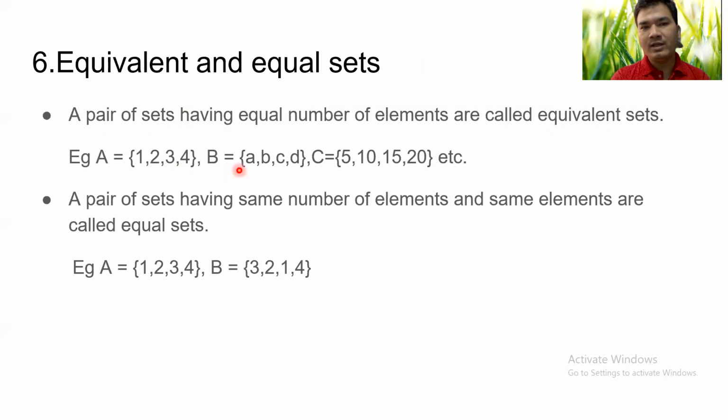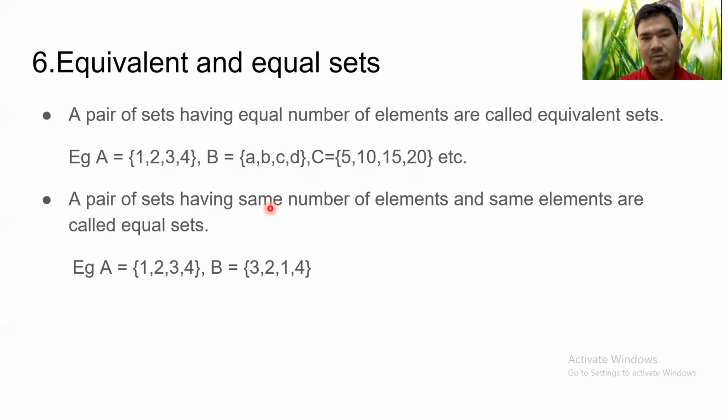In set B, inside the curly brackets there are 4 elements: a, b, c, d. And set C: 5, 10, 15, 20. Here also 4 elements, here also 4 elements, here also 4 elements. That's why these are equivalent sets, because they contain the same number of elements. Okay, next one, look here.